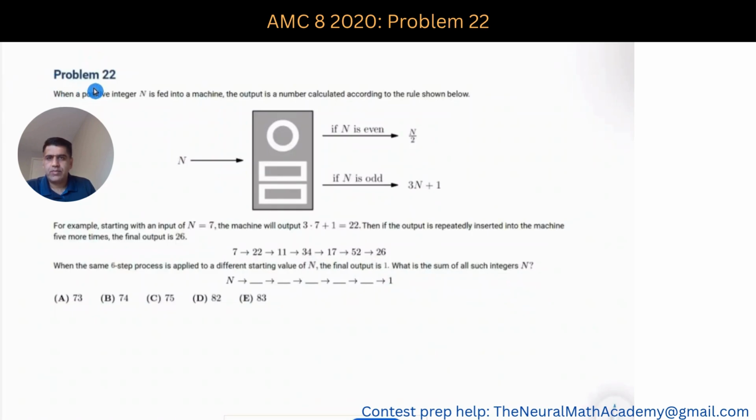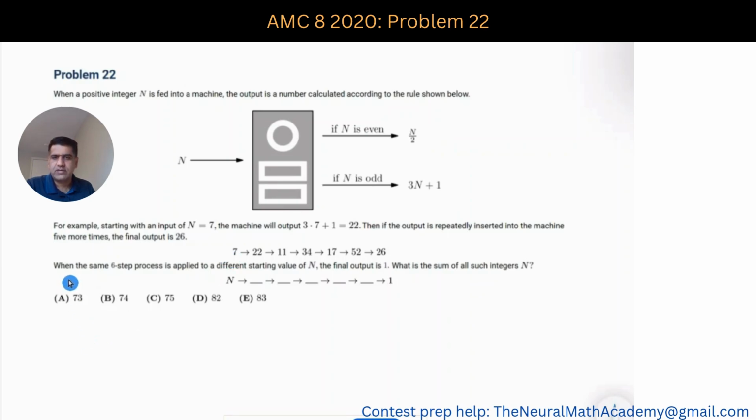So let's solve problem 22. When a positive n is fed into a machine, the output is a number calculated according to the rule shown below. If n is even, then the output is n over 2. If n is odd, the output is 3n plus 1. For example, if 7 is input, then the output is 22. Okay, that makes sense. And if 34 is the input, then the output is 17. So that is basically divided by 2.